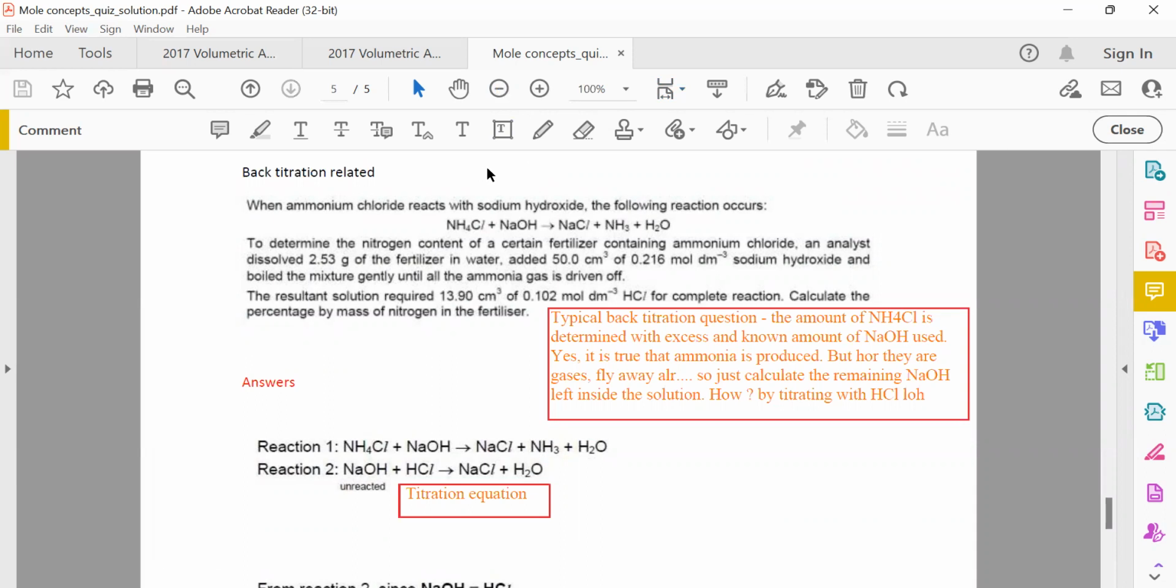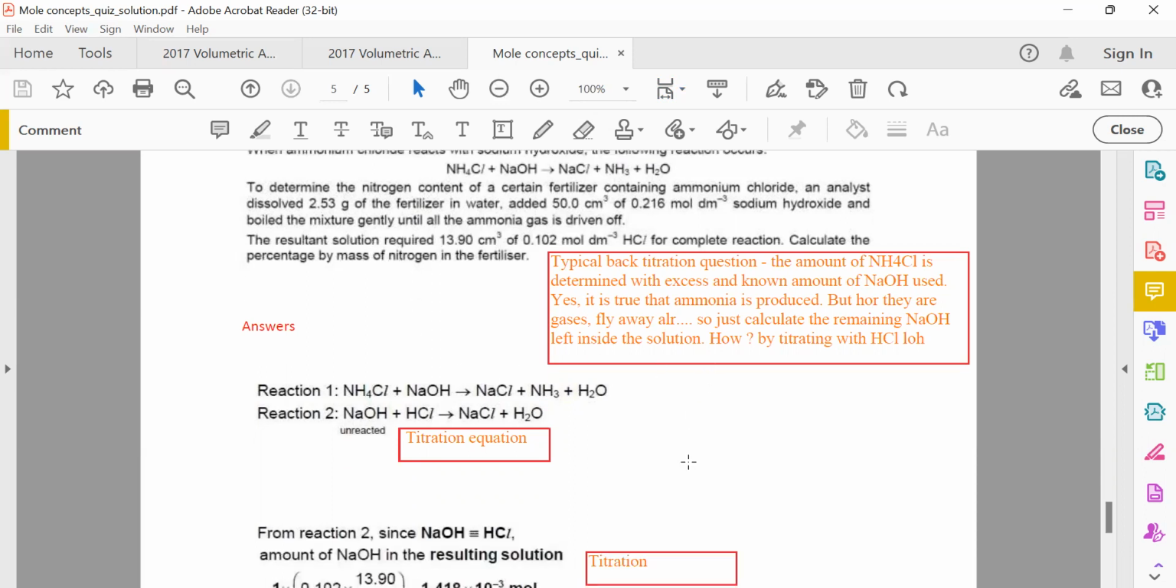And of course, it produces ammonia. But in this case, the ammonia is a gas, so it'll be driven off. So it's not the ammonia that will react with HCl, but it is the remaining NaOH that you have added in that will titrate against your HCl. So take note that the resulting solution is not the ammonia, but the sodium hydroxide. Okay, can?